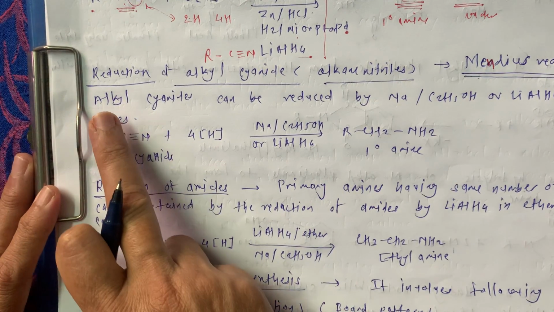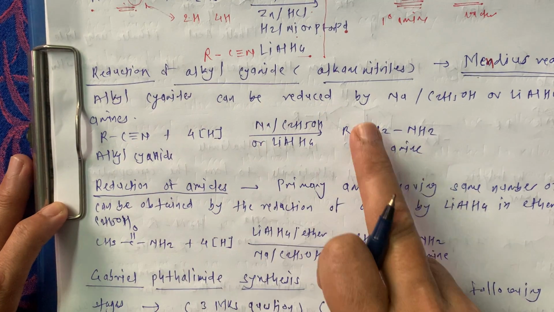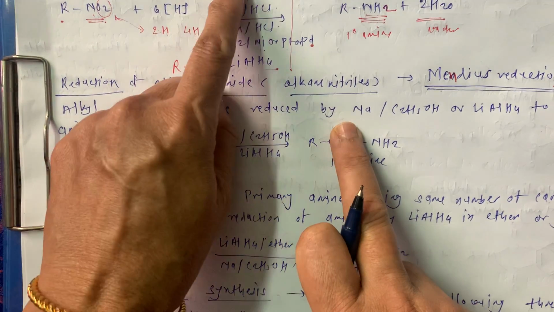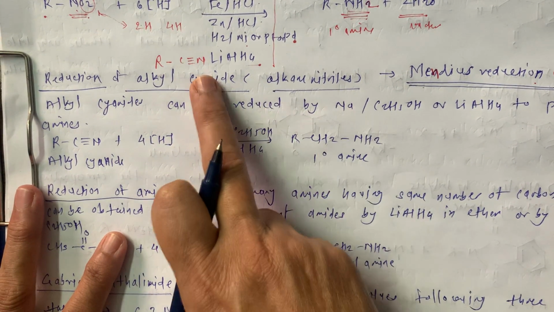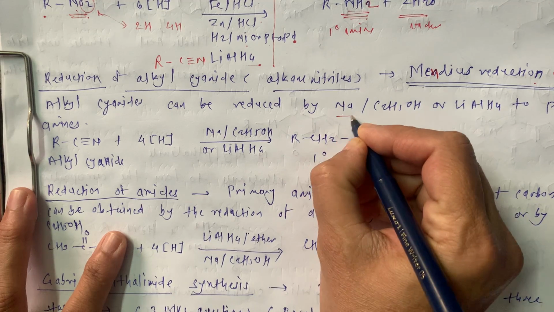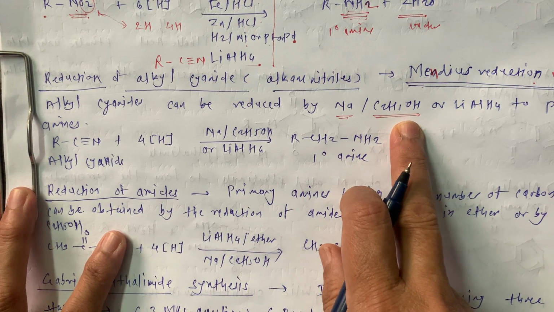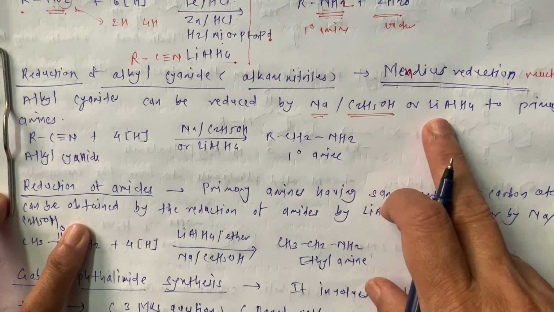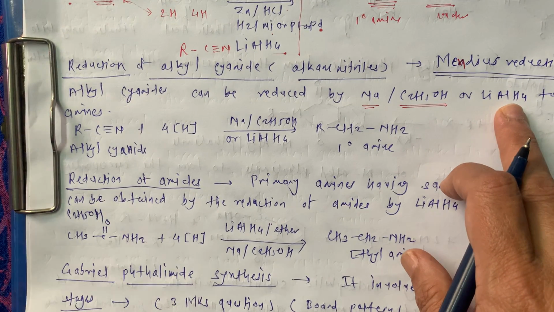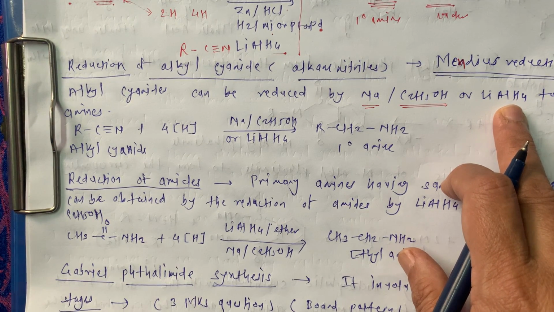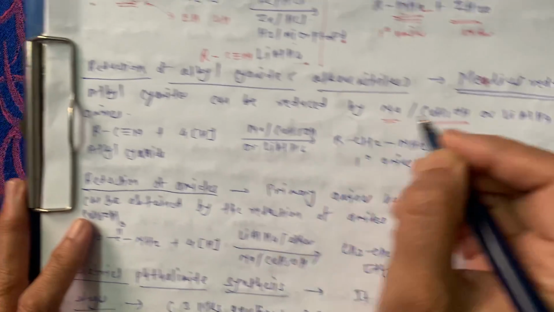Now what is this reaction? Alkyl cyanide can be reduced. Here are the different reagents we used. For the reduction of alkyl cyanide, the reagent is sodium in ethyl alcohol, or you may use lithium aluminum hydride, and again it is converted into primary amines.